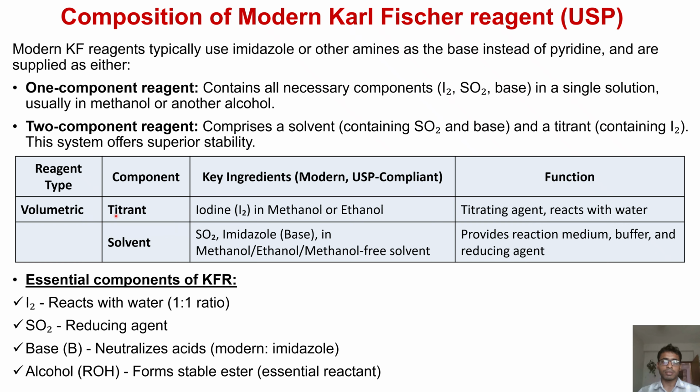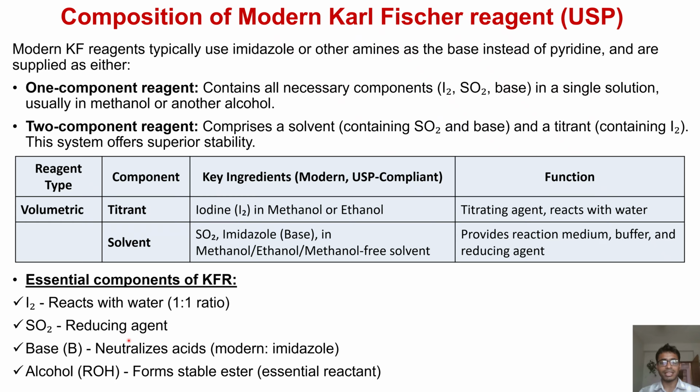So the reagent type is volumetric. Components are titrant and solvent. The titrant is iodine in methanol or ethanol, then sulfur dioxide, imidazole, methanol, ethanol. These are the essential components of KFR. Why is iodine used? Iodine reacts with water in a 1:1 ratio. Then sulfur dioxide is a reducing agent.